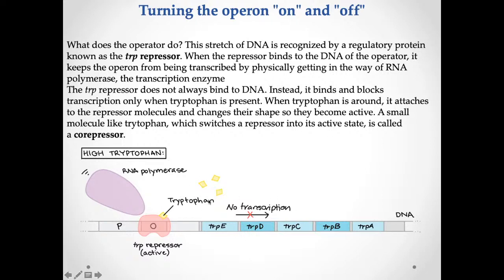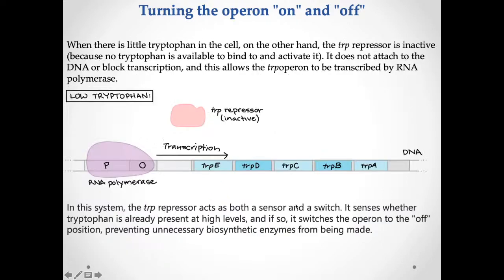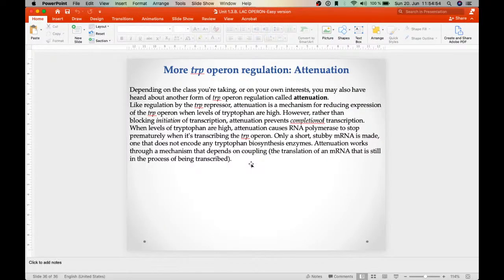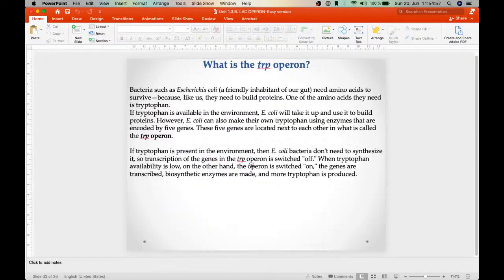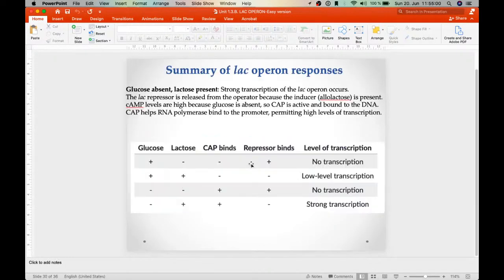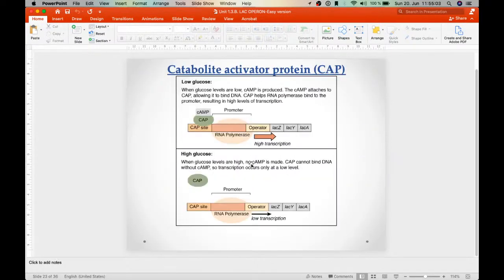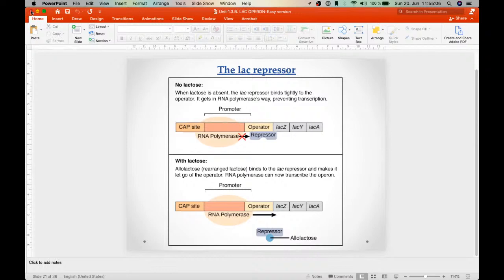In the same way, it will have the operator system and the trp repressor, on which tryptophan will attach whenever there is a high tryptophan presence. If tryptophan presence is high, then the trp repressor will be active and hence you will have no transcription. But when low tryptophan is present, the trp repressor will be inactivated, so transcription can happen. That's the main thing about the trp repressor. It was not as complicated as the lac operon system.